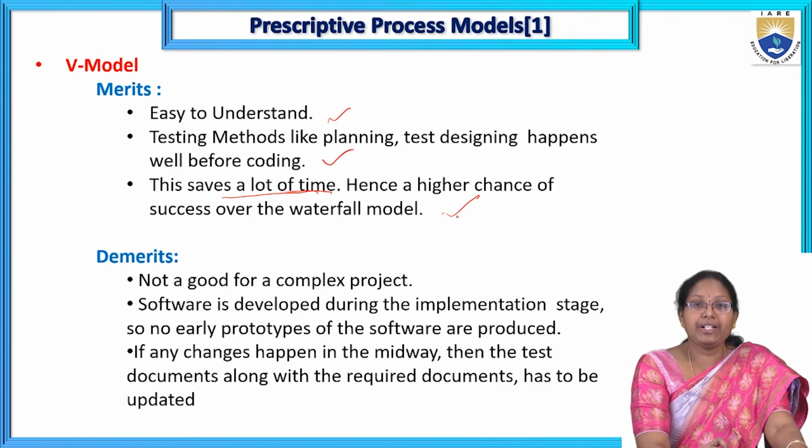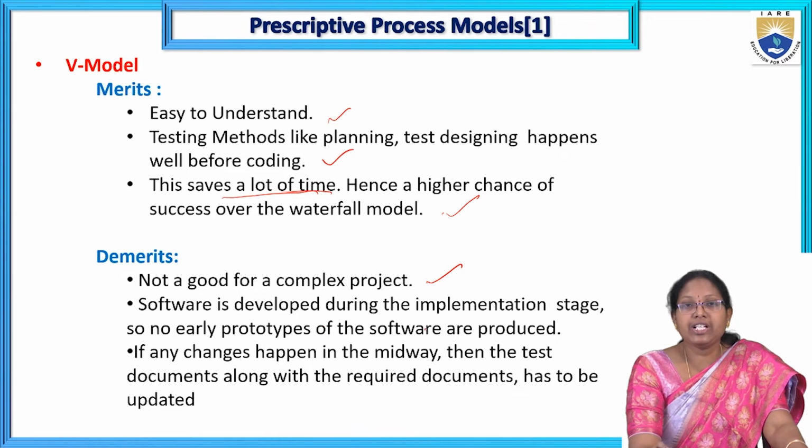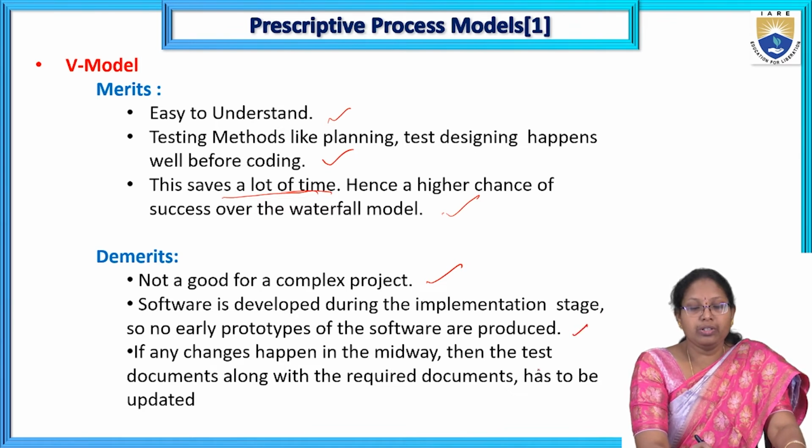So what are the demerits? The V model is not good for complex projects. It is not very good for complex problems. Software is developed during the implementation stage, and no early prototypes of the software are produced. So that is also one of the biggest demerits.